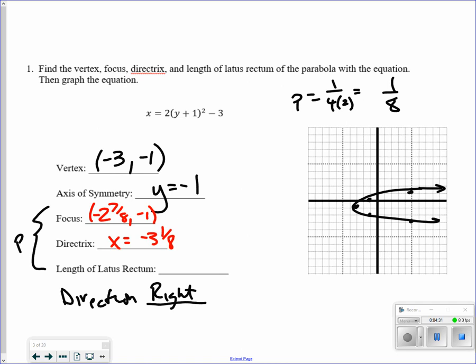And then the last thing, it's always 4p. So 4p in this case would be 4 times an eighth. So we're talking about a half. The length of the latus rectum, going across the parabola through the focus point, would be a half.